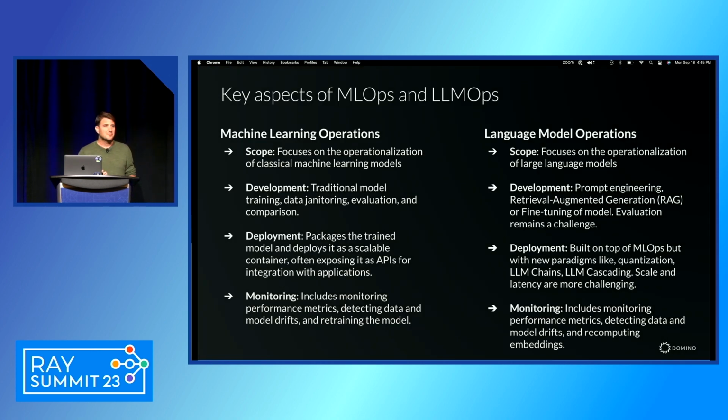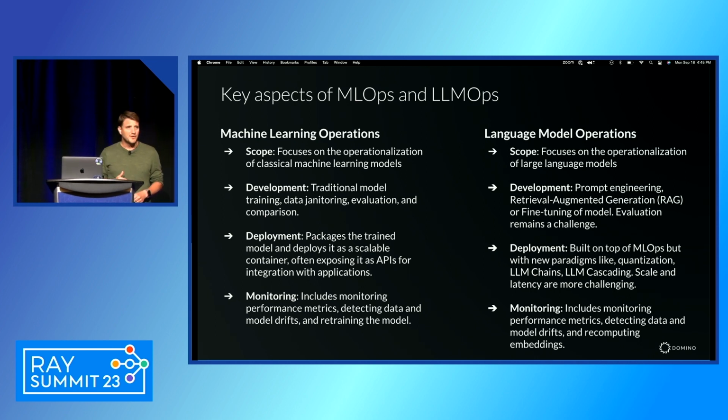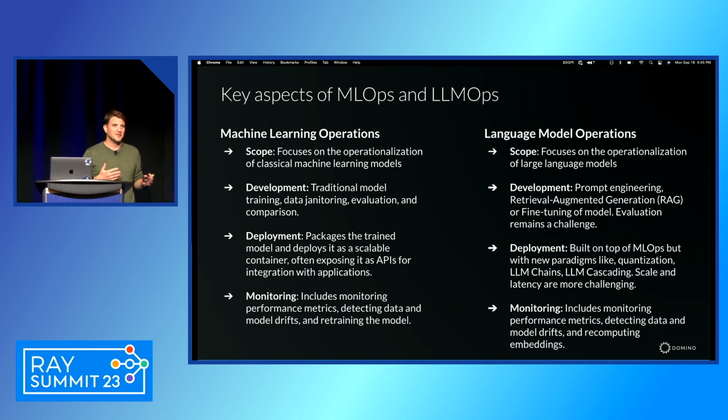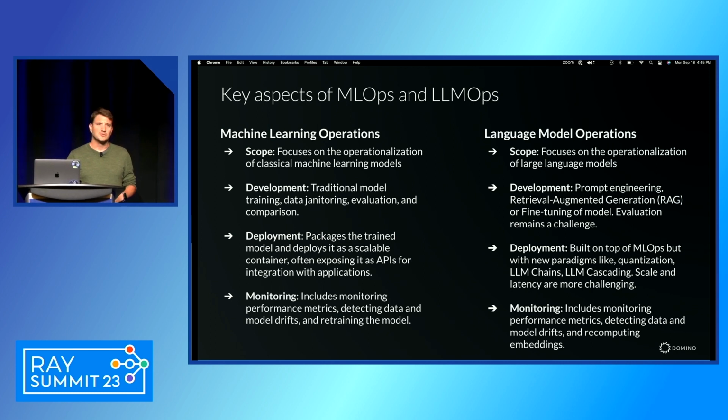So I wanted to start by reminding everybody about the difference between MLOps and large language model ops, or LLM ops. In terms of scope and definition, I'm not going to go into it, but what is interesting is that development is different for LLM ops. You want to be focusing on prompt engineering, on retrieval augmented generation, also known as RAG, and also on fine-tuning a model.